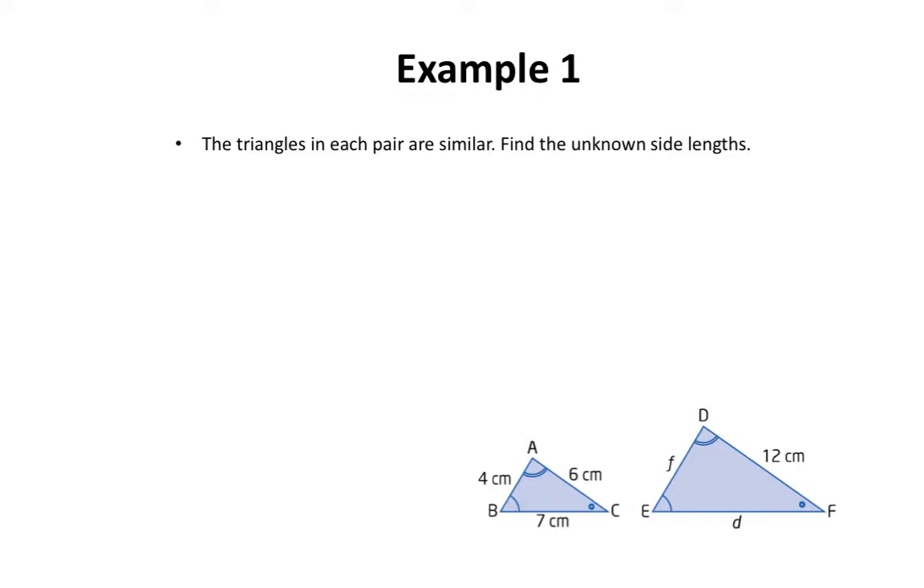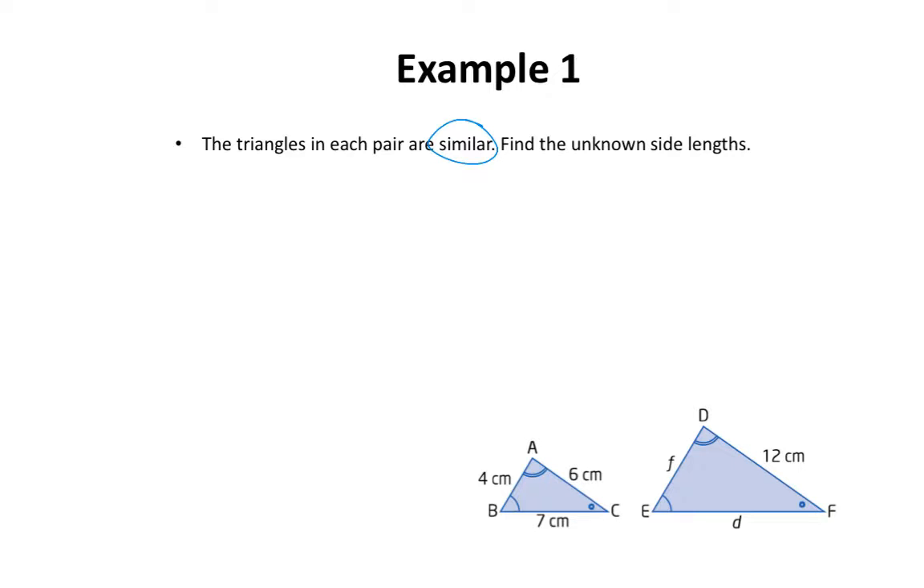In our first example, we know that the triangles in each pair are similar. We want to find the unknown side lengths. How do you know these two triangles are similar? Well, if you take a look at the diagram, you can see that corresponding angles are equal. Now, if the two triangles are similar, that also means that the ratio of corresponding sides are equal. So let's represent that mathematically.